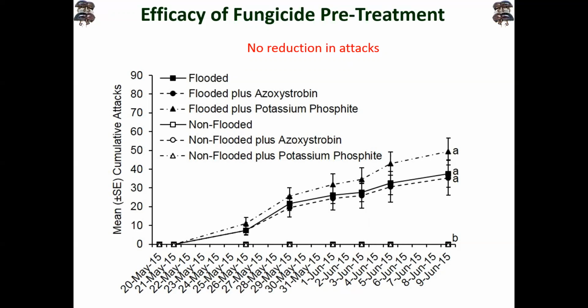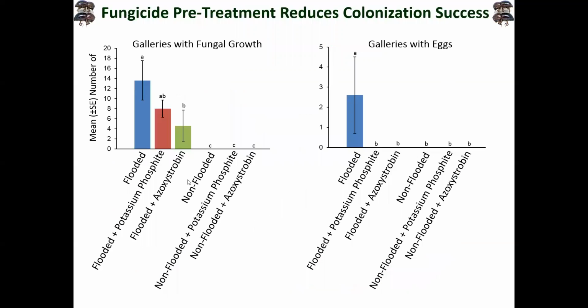In terms of the fungicide pre-treatment, this has come up in interactions with growers. Basically, we did not find these two fungicides to reduce attacks, but we did see that they could potentially disrupt fungal growth or establishment of the fungal symbiont, and also, as a result, disrupt the number of galleries with eggs.